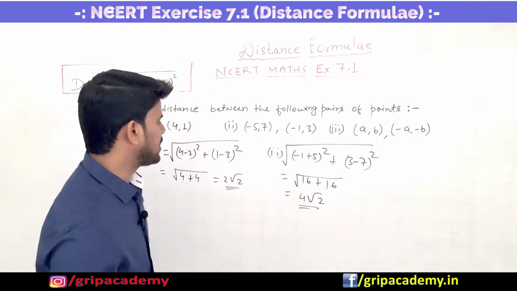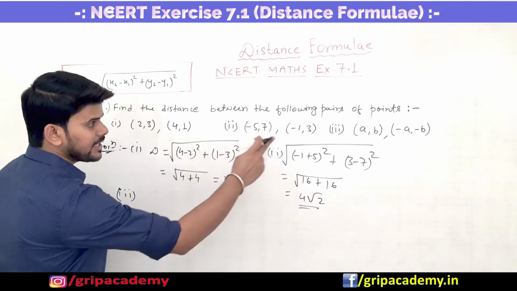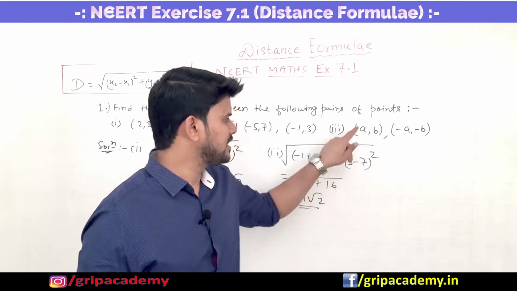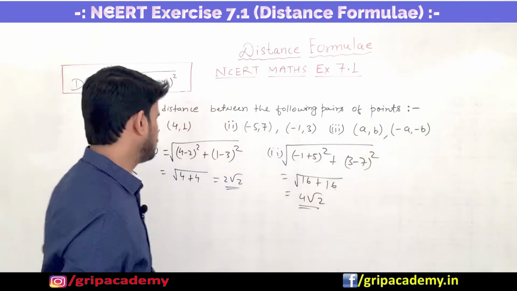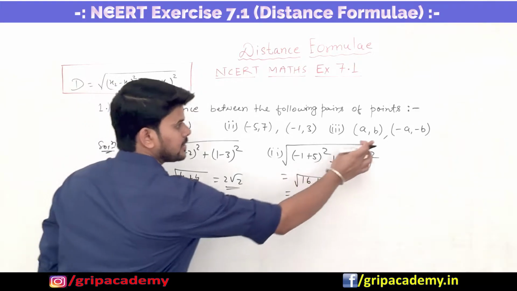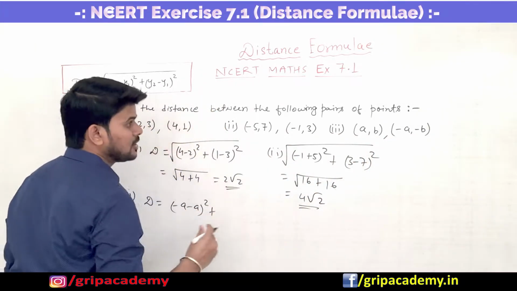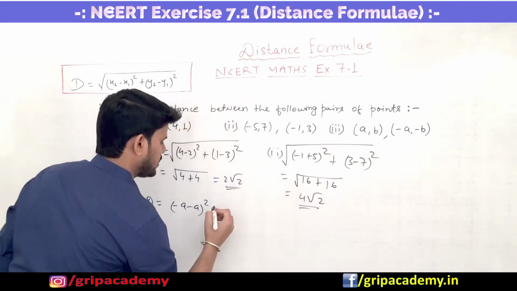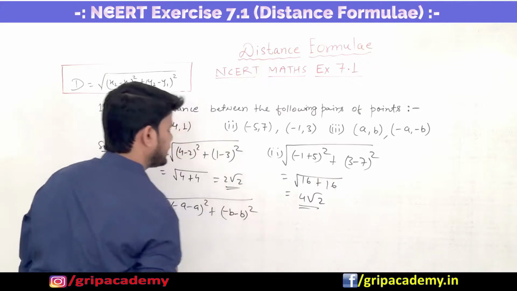So let's come to the third part. So third part is we have to find the distance between a comma b and minus a comma b. So let this is x1 y1, this is x2 y2. So x2 minus x1 whole square, that is distance will be given by minus a minus x1, that is minus a whole square, plus y2 minus y1 whole square. So b minus b whole square inside under root.